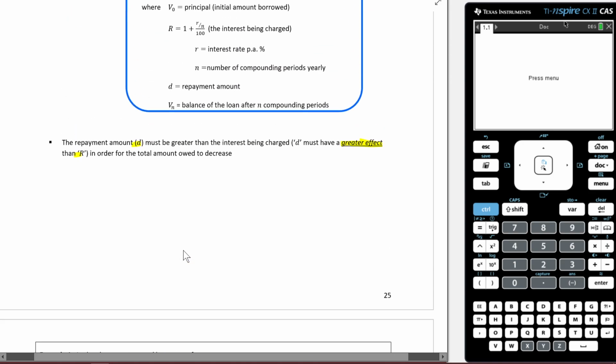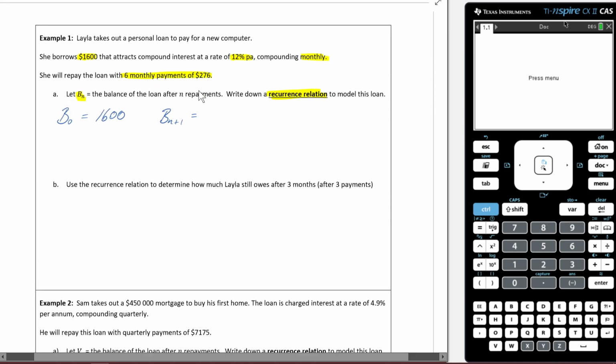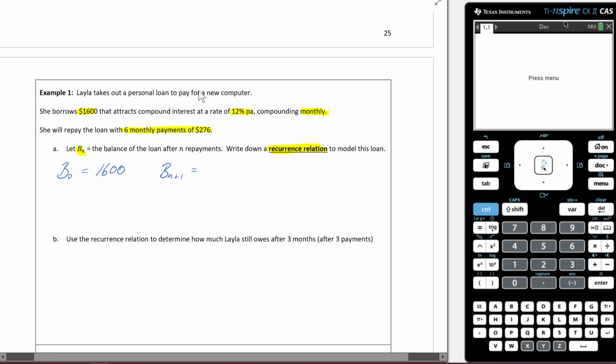Now, if we come back here for a moment, you can see what I need to find now is my R. And my R represents, as you can see here, the interest being charged. And this is the formula that we use for it. It's exactly the same formula that we've seen previously. So let's come down here and see if we can create it. I might do it up here. So let's give it a crack.